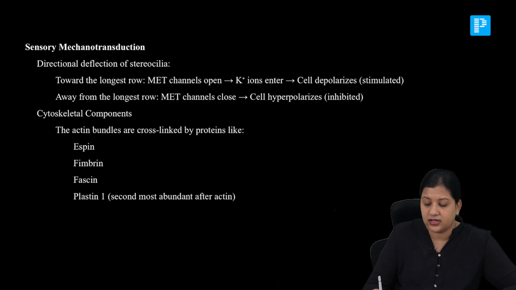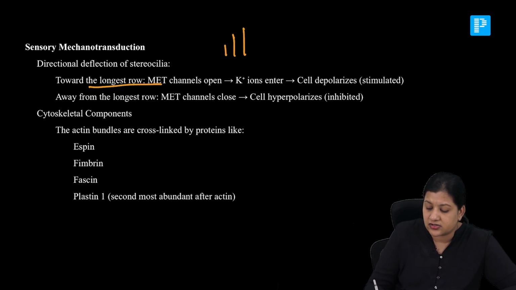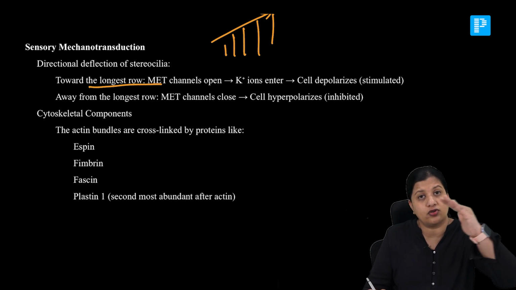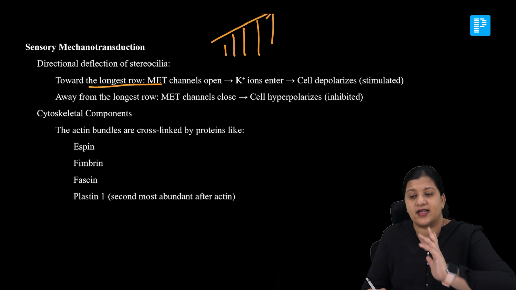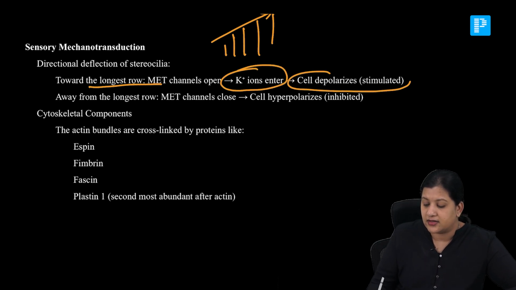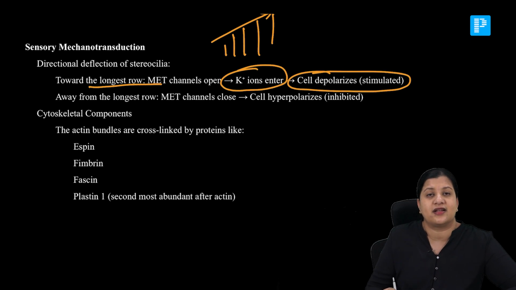If the deflection is towards the longest row, meaning from the shortest to longest, towards the longest stereocilia and the kinocilium, which leaves behind the basal body, if the direction of movement of the cilia is towards that, it will cause potassium ions to enter and the cell will depolarize, resulting in stimulation or excitation.